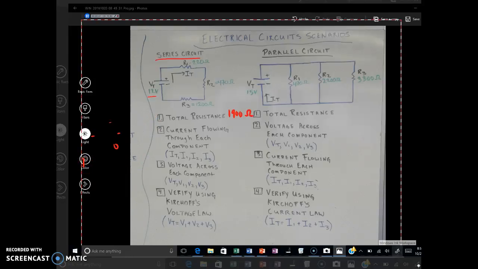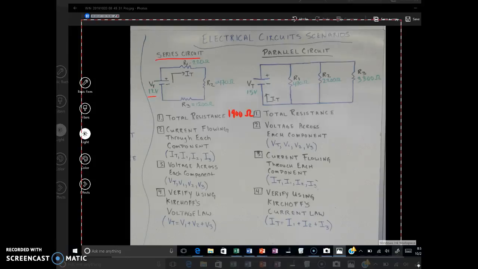The second problem says to find the current flowing through each component. So IT, I1, I2, and I3. I1 is the current flowing through resistor 1, I2 is the current flowing through resistor 2, and so forth. If we remember, one of the rules states that the current in a series circuit is the same throughout every component. It's the same through the power source and each of the resistors. So we simply have to solve for IT, and that would equal I1, I2, and I3.